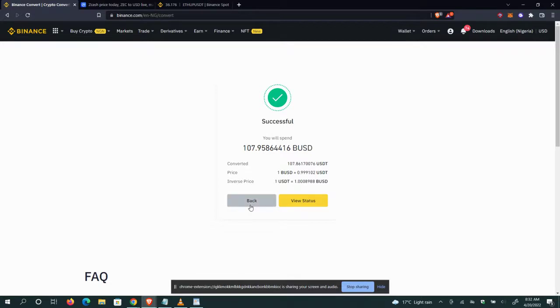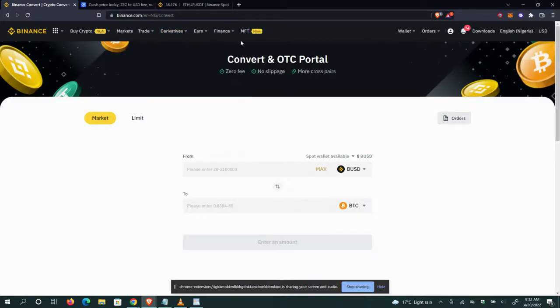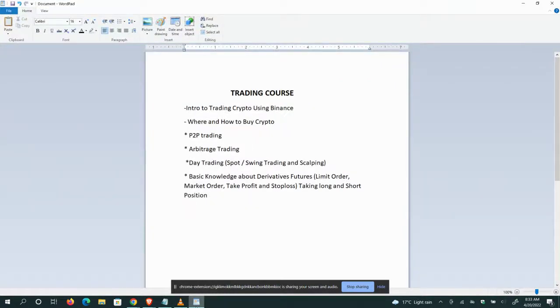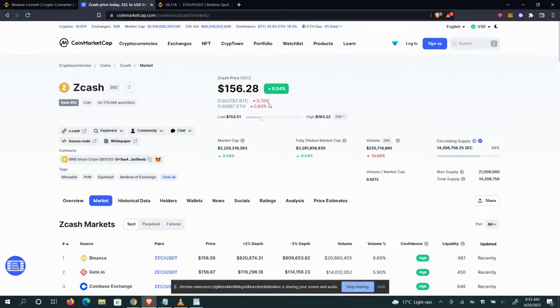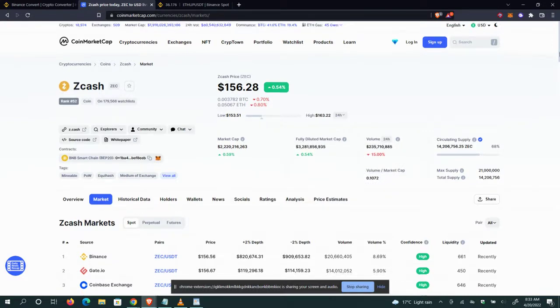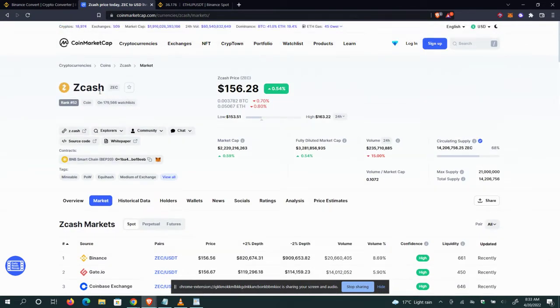The next thing I'm going to talk about is the arbitrage opportunity in trading crypto. I'll do a typical example using CoinMarketCap. I took this coin because I saw an arbitrage opportunity on it, so I'll use it to explain arbitrage. People ask how I get here. I did that in my previous video, but I can also do it again.